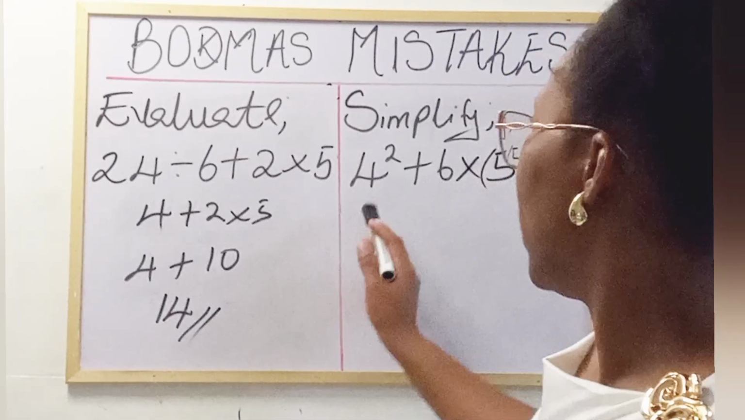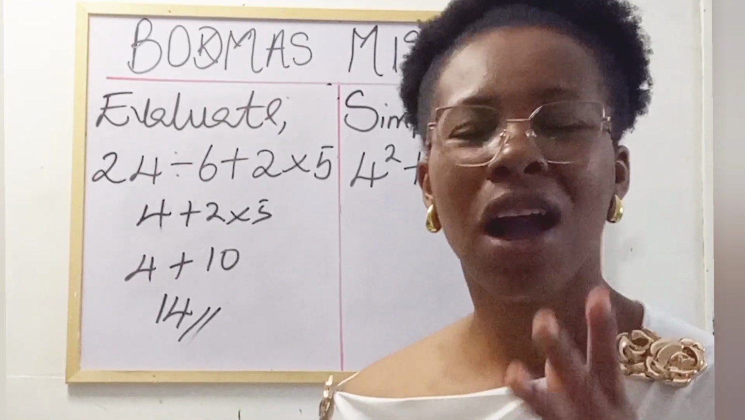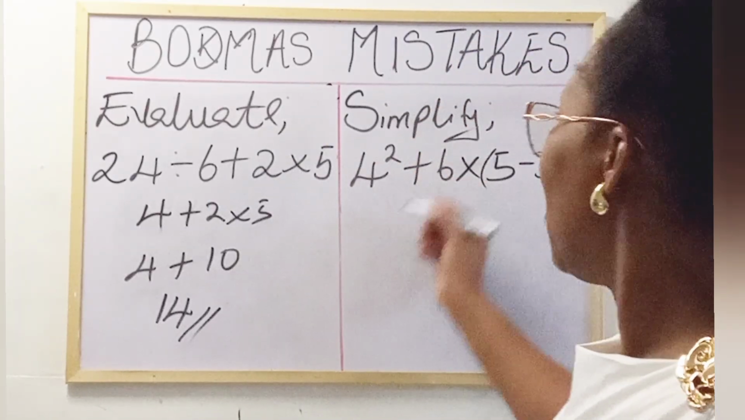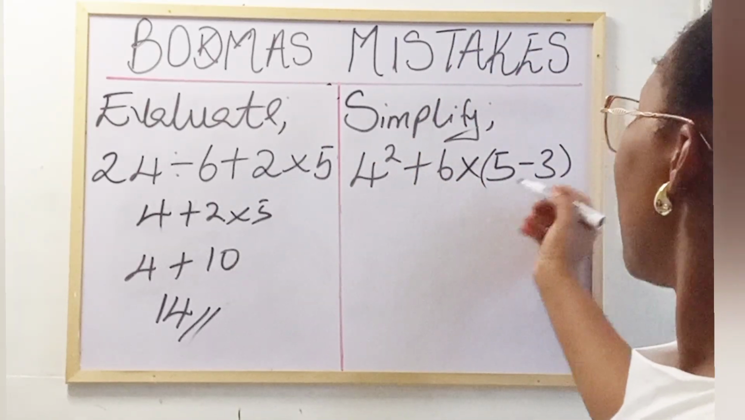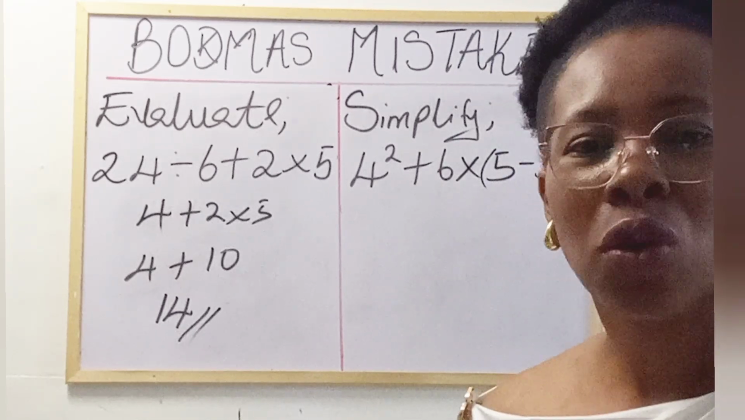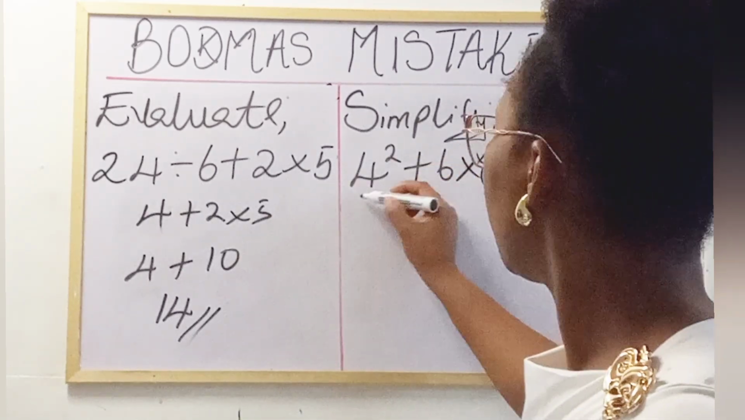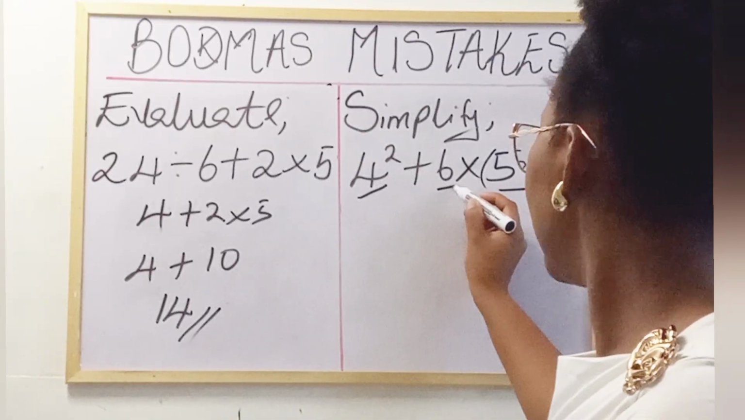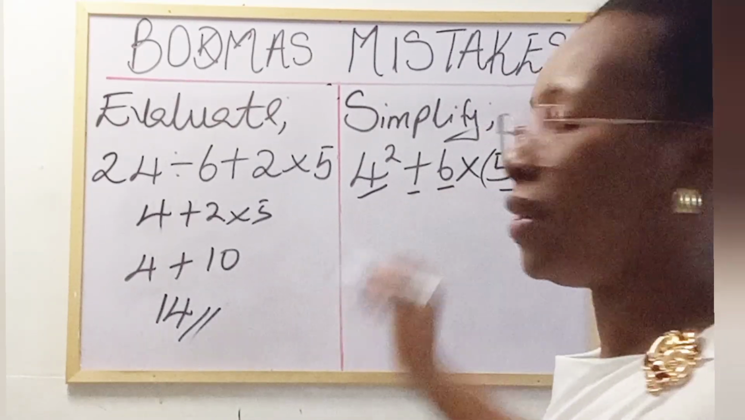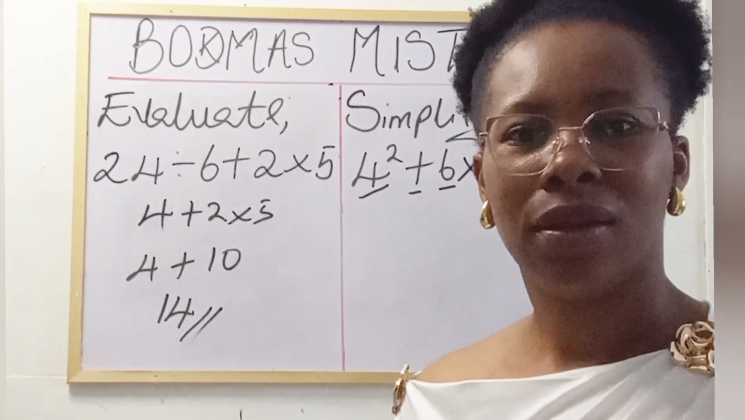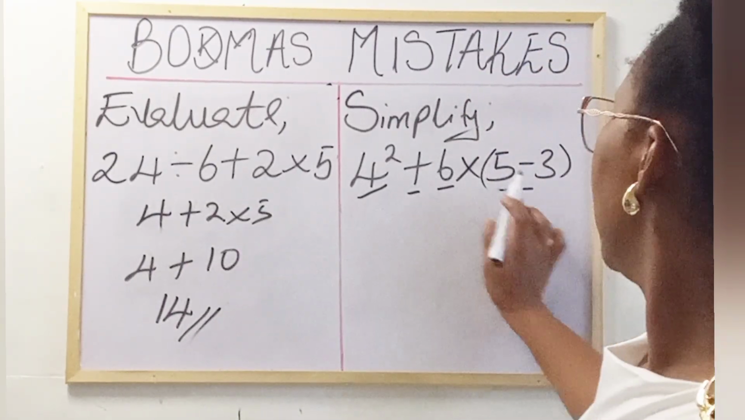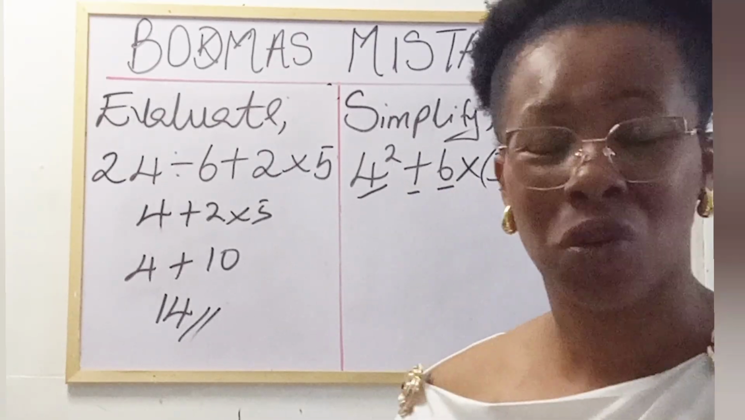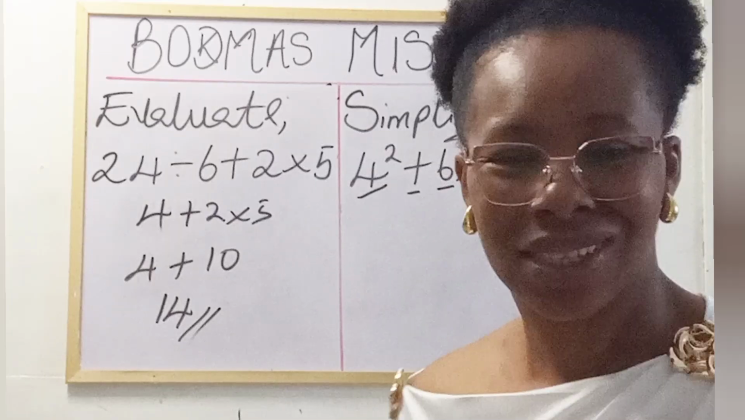This is where most students make mistake. You have to understand this question very well. It says, simplify 4 squared plus 6 multiplied by 5 minus 3. So you have to first of all do this one first, followed by this one then finally this. This one first, bracket second. Multiplication will be the third, and addition will be the last.